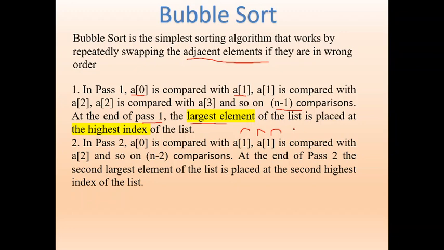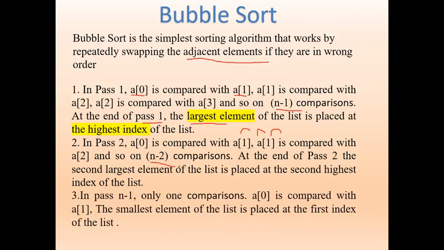Next, the second pass. Again in the second pass, A of 0 is compared with A of 1. The process is the same, but the last element need not be compared. So you need only n minus 2 comparisons, not n minus 1 comparisons. Means the number of comparisons will be reducing. I am going to explain that along with the program. I will take sample data and explain. Like that, how many passes do you need? N minus 1 passes you need.